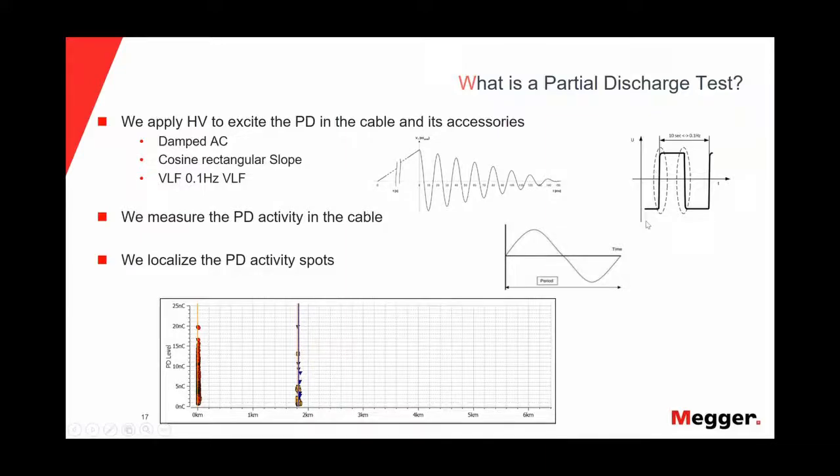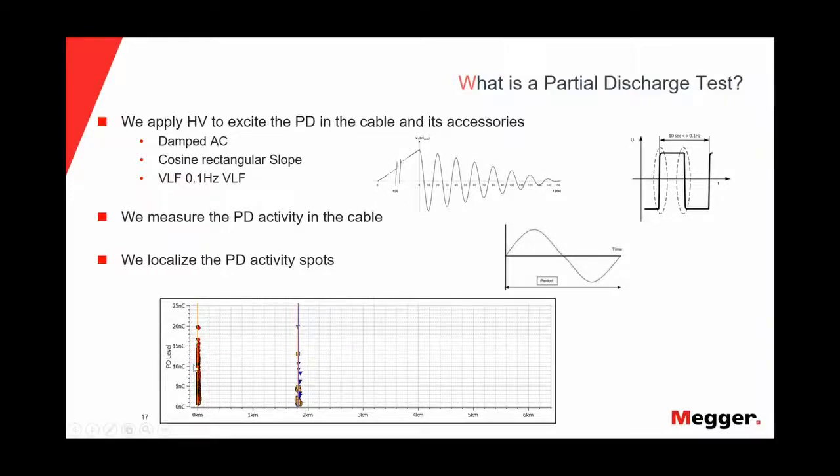Not the whole wave shape, only when the change of polarity happens is there a slope in the cosine rectangular wave shape. And we can also use the sine 0.1 hertz VLF wave shape, okay? We will measure the partial discharge activity in the cable. We want to measure the level of the PD activity in my cable, but I also want to localize the PD activity spots in my cable.